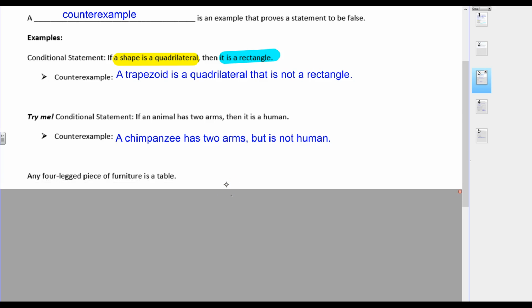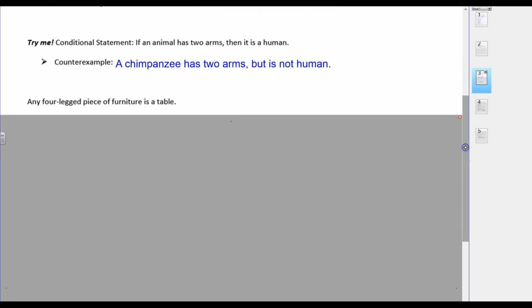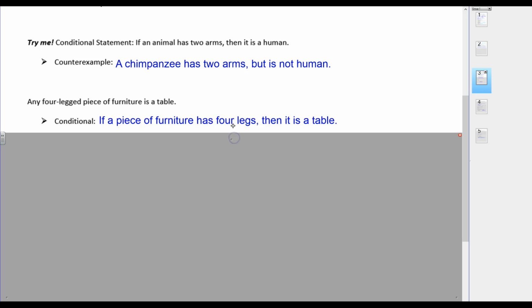So, any 4-legged piece of furniture is a table. Well, there are lots of 4-legged furnitures that aren't a table. I said, as a conditional, first thing I want to do is rewrite this as a conditional statement, and a conditional statement is an if-then statement. So to rewrite any 4-legged piece of furniture is a table, I would write it as, if a piece of furniture has 4 legs, then it is a table.